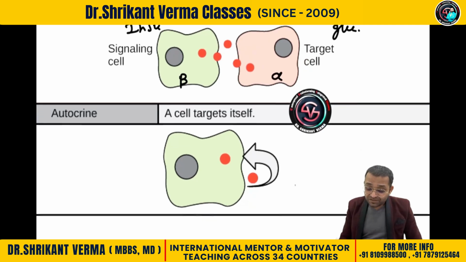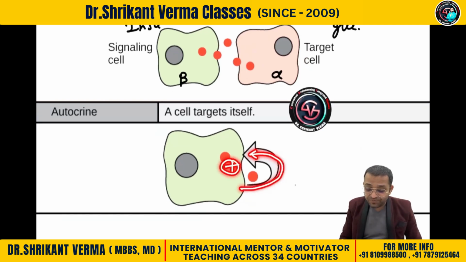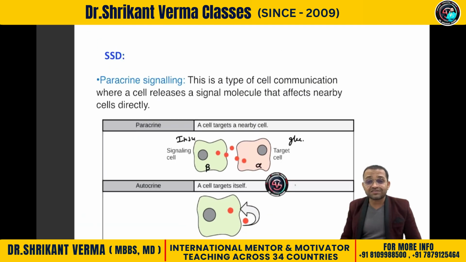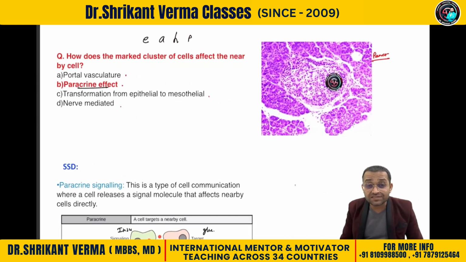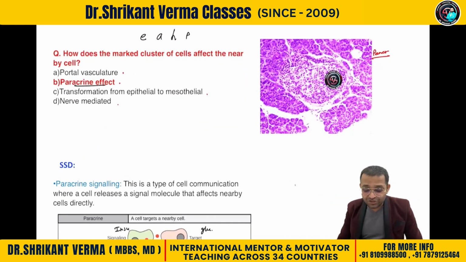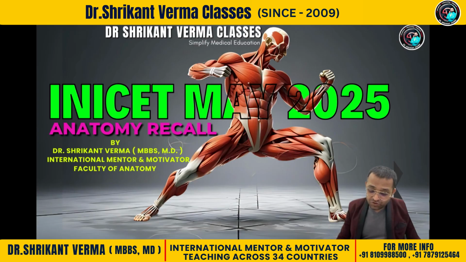Sometimes you will see the secretion stimulating or inhibiting the same cell itself. This is autocrine. So they are asking about paracrine activity, and the answer in this question was paracrine. So this was our histology question.